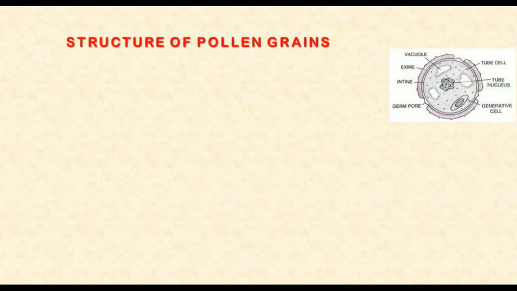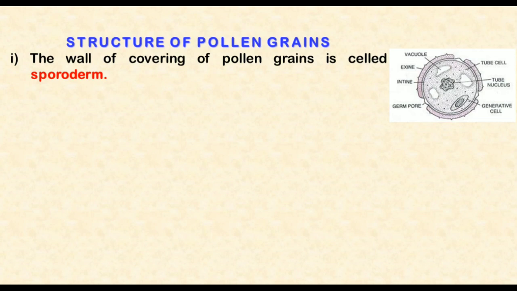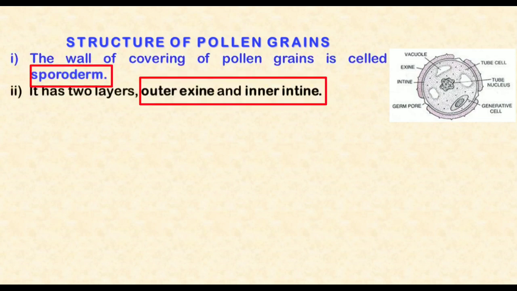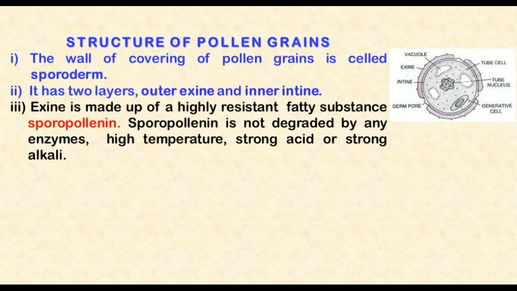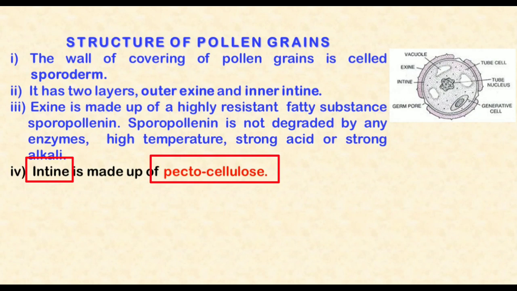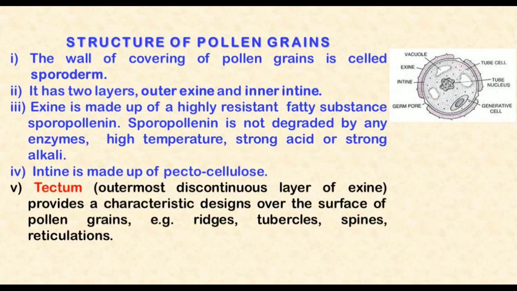Next is the structure of pollen grain. The wall covering of pollen grain is called sporoderm. This sporoderm is made up of 2 layers, outer exine and inner intine. Exine is made up of a highly resistant fatty substance, sporopollenin. Sporopollenin is not degraded by any enzyme. It is resistant to high temperature, enzyme, strong acid and strong alkali. Intine is made up of pectocellulose.